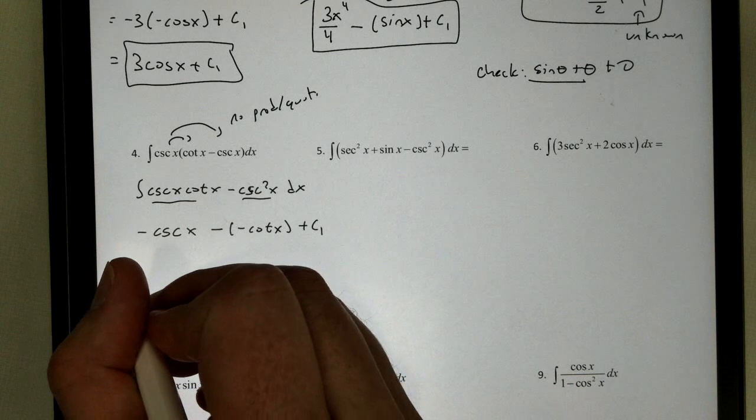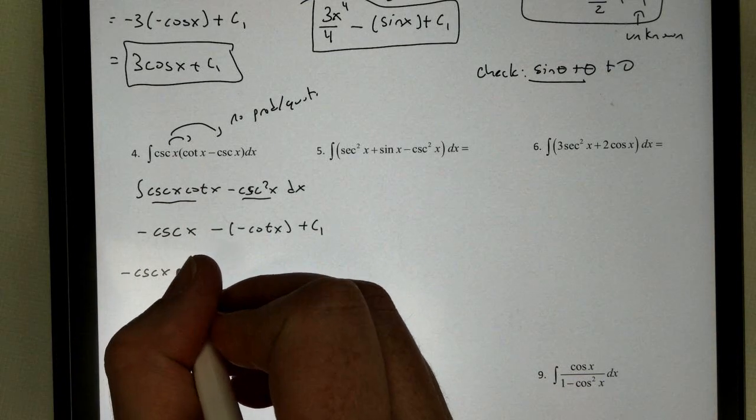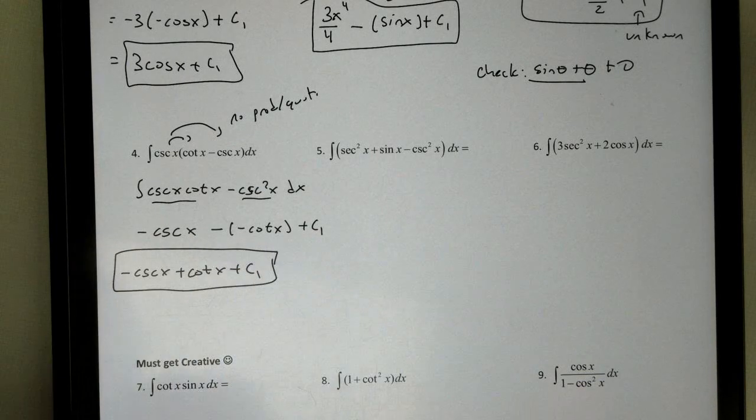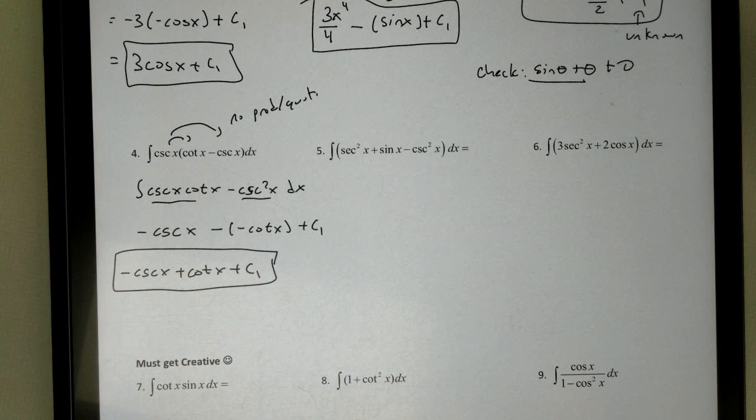I'm going to simplify this a little bit. Negative cosecant of x plus the cotangent of x plus your constant of integration. And there's our answer. All right, go on to the next video and we will take a look at some more examples. I'll see you then.